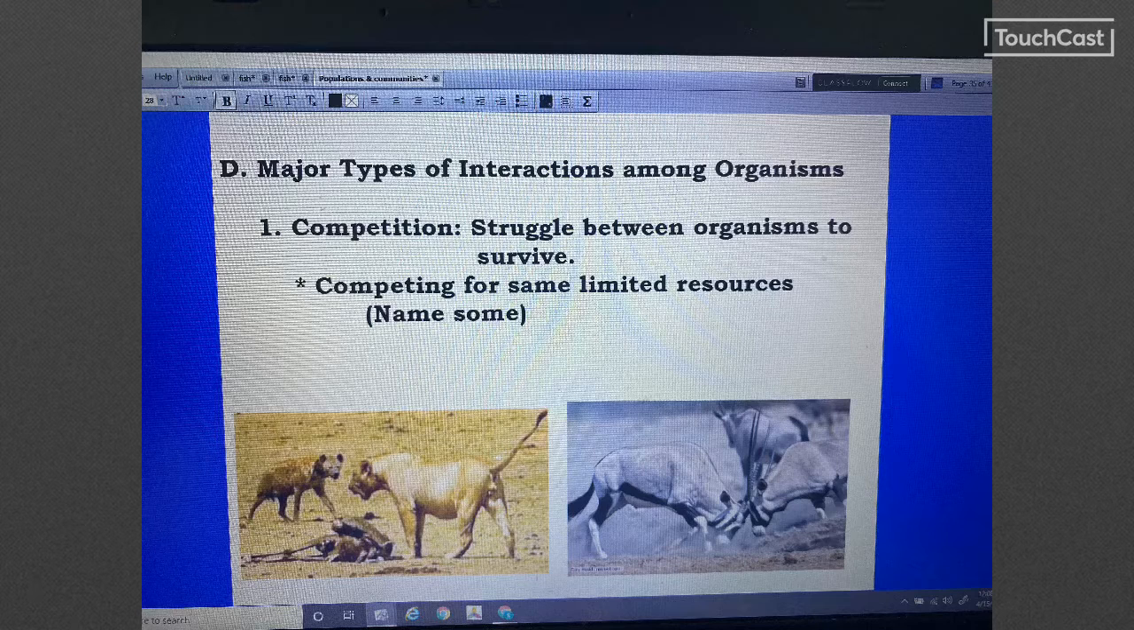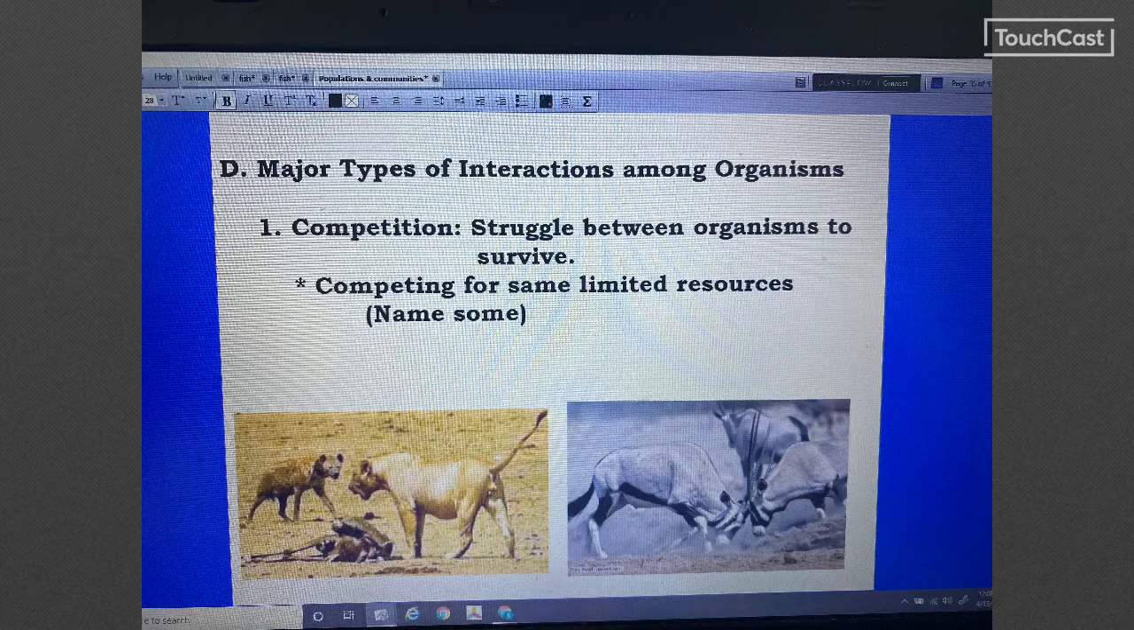All right, letter D. Major types of interactions among organisms in a community. There is the one that we've already talked about, competition, and that's the struggle between two organisms or any organisms to survive. And we talked about things that animals compete for, and if we were in class, that's just a note for me to ask you guys to name some limited resources that animals fight over.